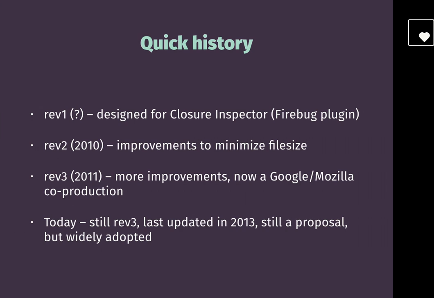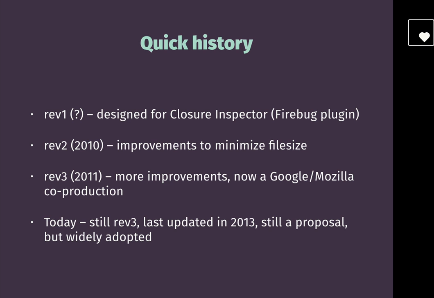And one of the Closure Compiler developers wanted to map what they were seeing in their minified, compiled output back to the original code. And so he built a Firebug plugin, and this Firebug plugin used effectively the very first version of source maps. It went through a couple of revisions, and the latest version is actually revision 3, which was written in 2011. Six years ago is a long time in our world. It's been updated a few times.